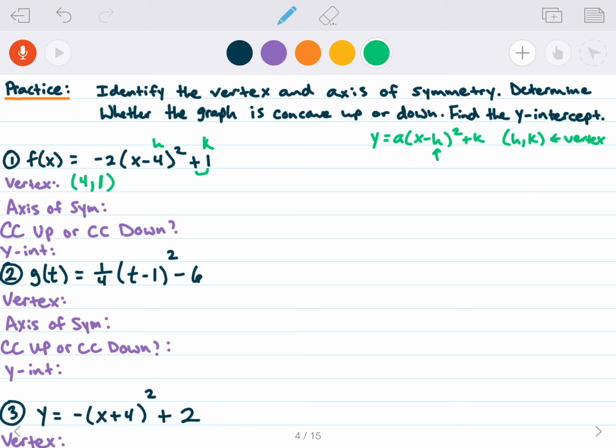The axis of symmetry goes through the vertex. It's at x equals h. And we just established that h was 4. Therefore, our axis of symmetry is at x equals 4.